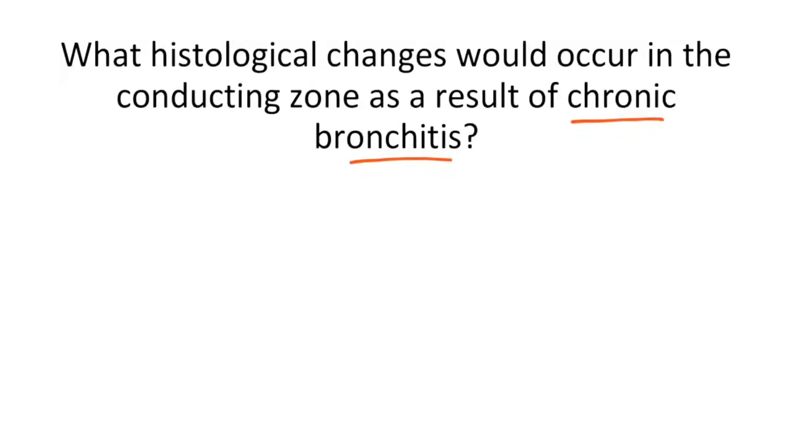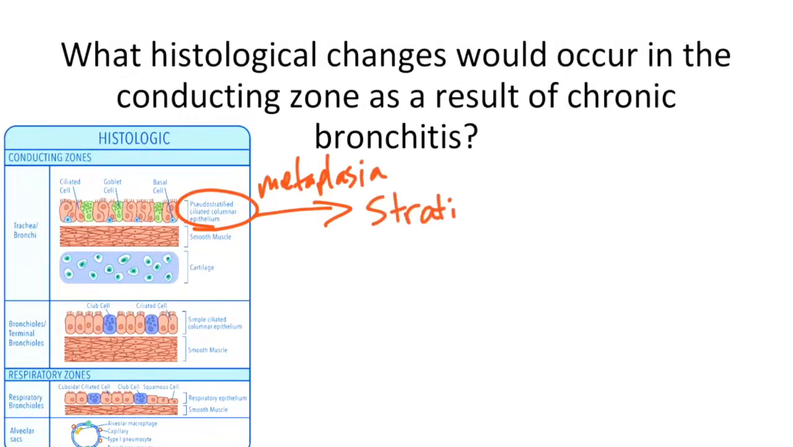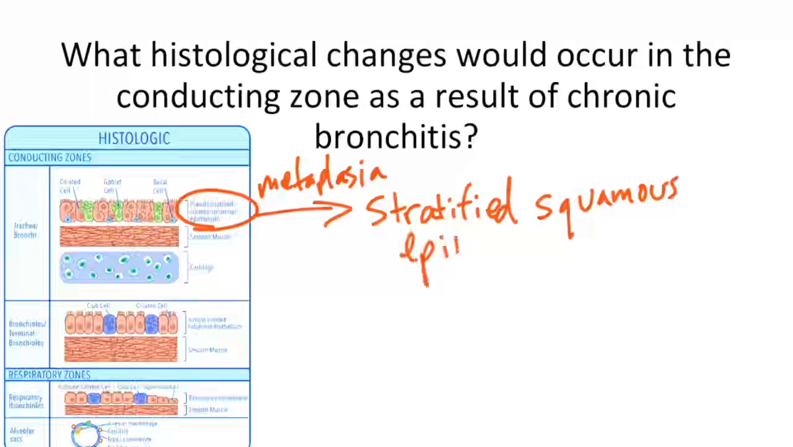This can be for many reasons, which I'm not going to get into, but the chronic inflammation causes the cells to adapt so they can better withstand the new environment. Let's add figure 3.2 to this slide so you can see what I'm talking about. So generally speaking, chronic irritation to the pseudostratified ciliated columnar epithelium causes the epithelium to undergo metaplasia, or to become a new cell type. In this case, stratified squamous epithelium.